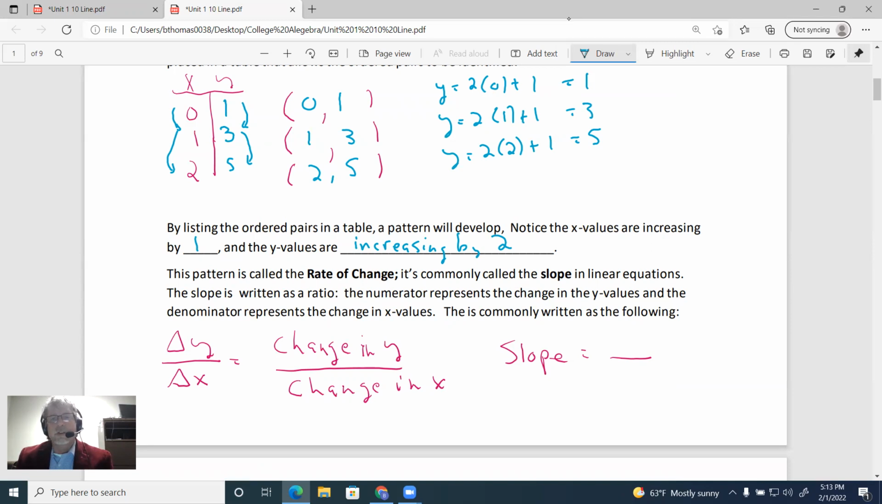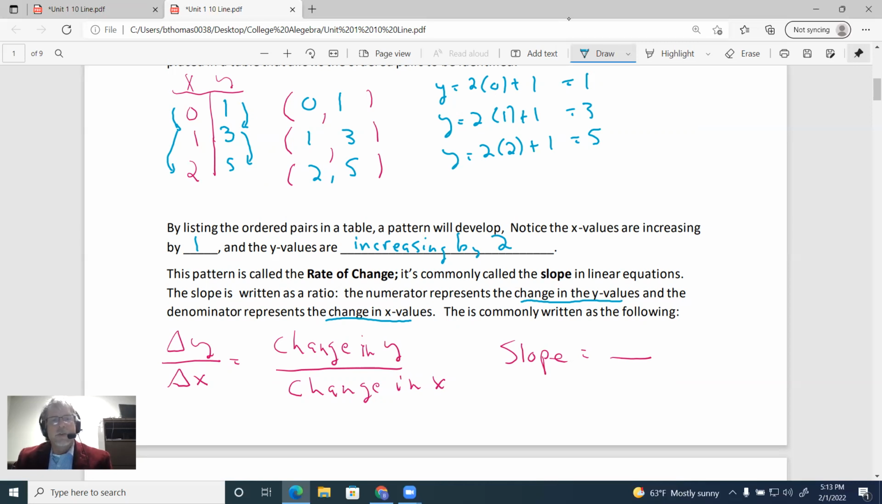The numerator is going to represent the change in the y values, and the denominator is going to represent the change in the x values. So what we do is we usually write this the following way. In a lot of textbooks, you'll see slope written as this little triangle y over this little triangle x, that's actually the delta symbol. That's delta y over delta x. And what that really just basically means is the change in y over the change in x.